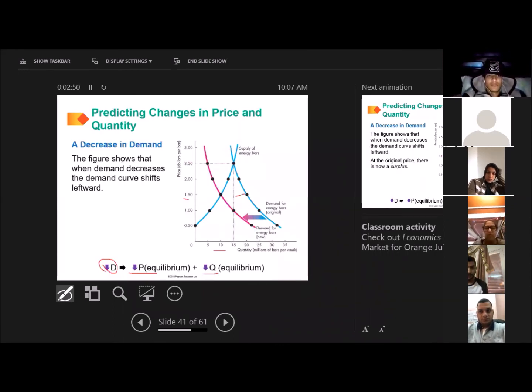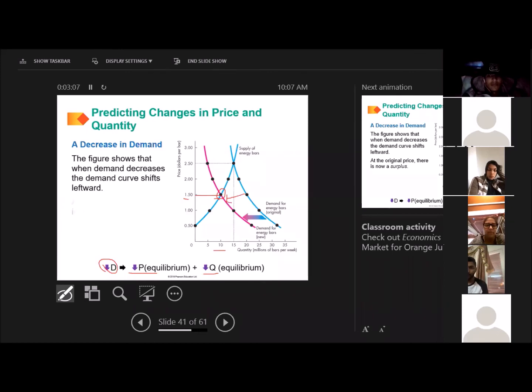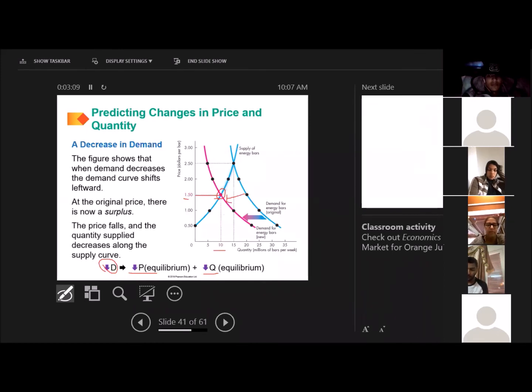This is the case when the demand decreases. Demand decrease shifts to the left. So when the demand hits the supply, this is the intersection between them, at this point, this price and this quantity. So what will happen in the market? The price goes down, the equilibrium quantity goes down as well.